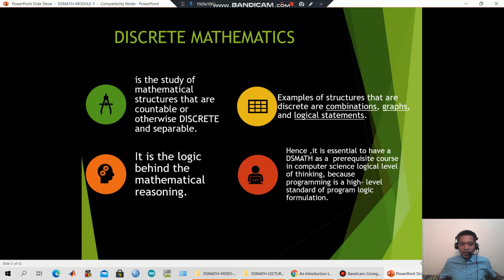When it comes to logic, like in the second definition, it is the logic behind mathematical reasoning. The decisions there are still discrete, when we decide on a math equation or a math logic. It's either invalid or valid. So discrete, we know it's yes or no, valid or not, on or off, true or false. It is always discrete.